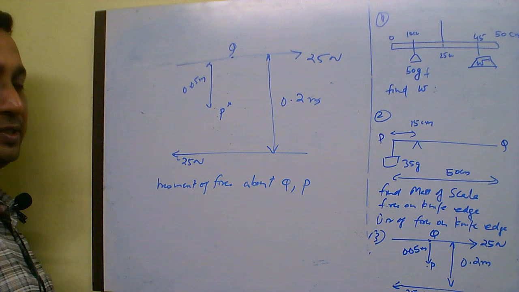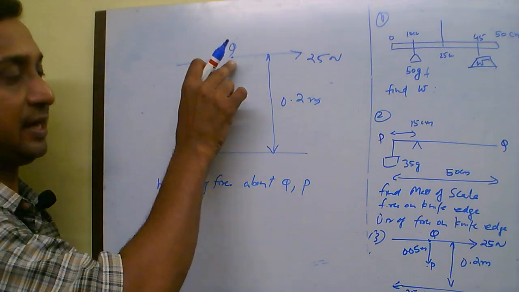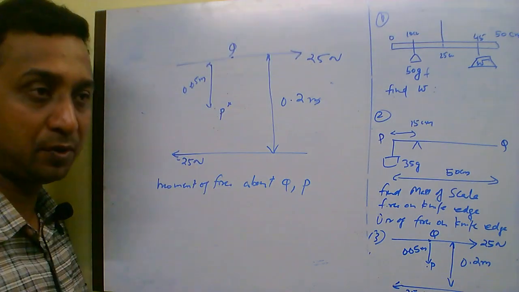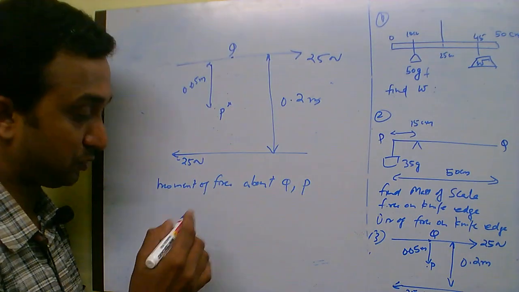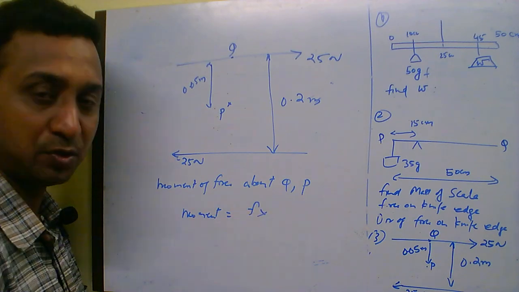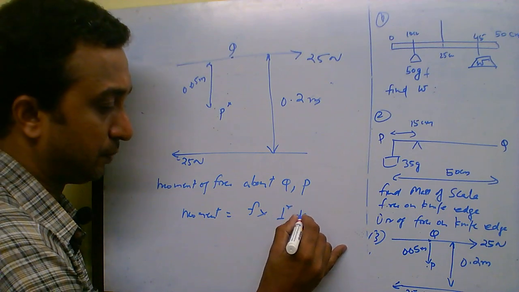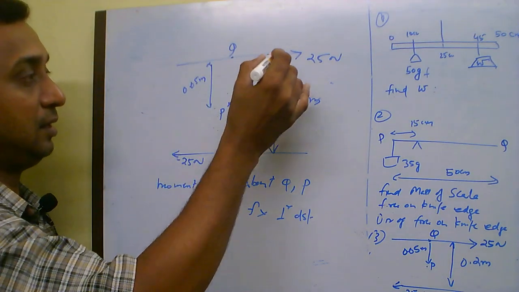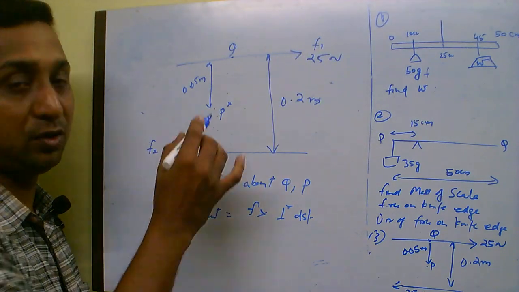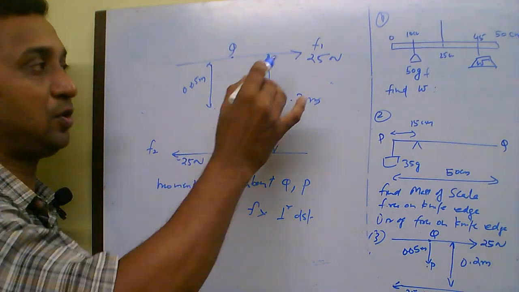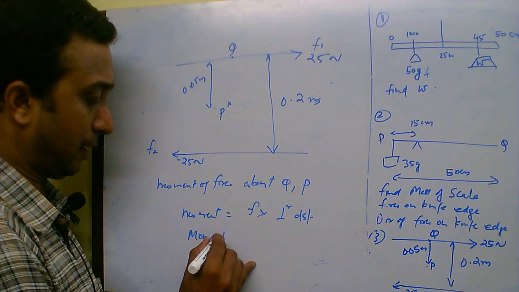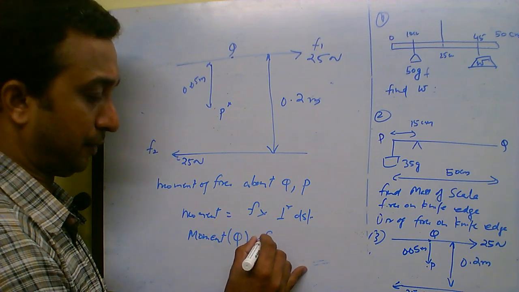See, this is a tricky question because you have a force which is acting through Q. So what is the moment of that force about Q? To find the moment of force, two things are necessary. There should be a force and also a perpendicular distance. So consider this first force to be F1 and this one F2. What is the moment of force about Q because of F1?